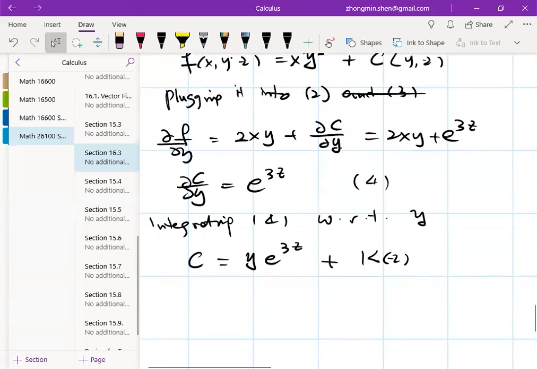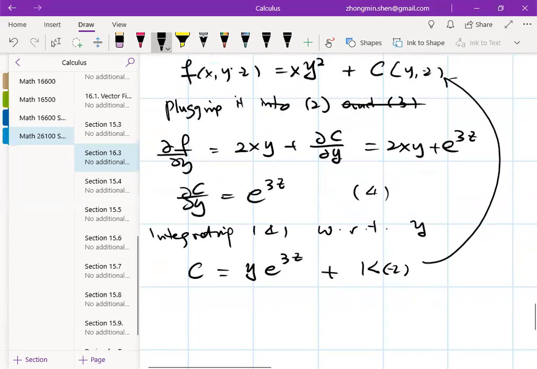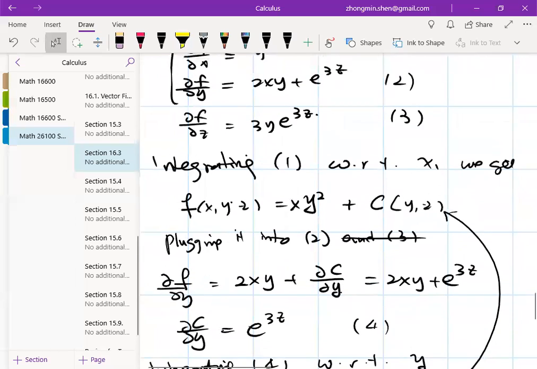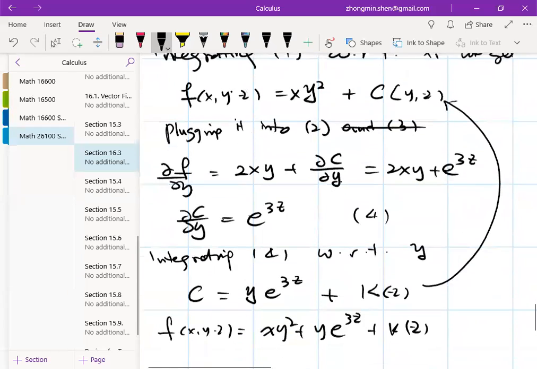So we almost get the function. Right now we put it back to here, so we get the function f. Let's write down f(x, y, z) is xy plus y e^(3z) plus K(z), okay? Then I have to plug into the last equation 3 over here. I have to make sure the third equation is satisfied.